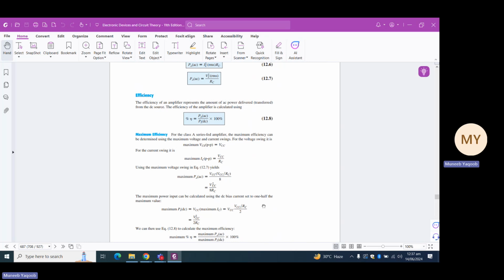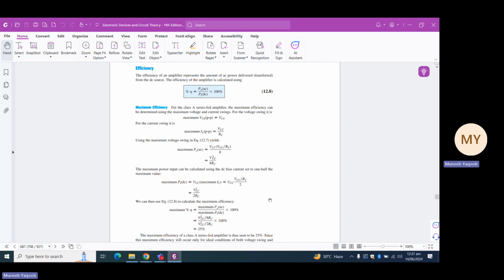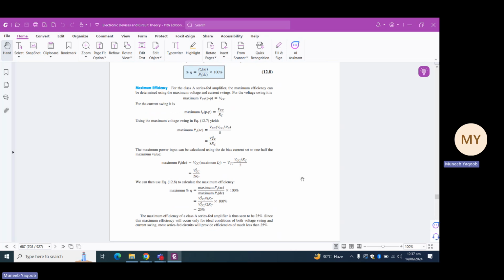Now to calculate maximum efficiency, we will divide this P out AC by P in DC, and all other things cancel with each other. That is, VCC square will be cancelled by VCC square, RC will be cancelled by RC, and hence we will get only 2 by 8 multiplied by 100%. That is, sorry, 1 by 4 into 100%. That is 25%. So what was the conclusion? For a class A power amplifier, the maximum efficiency is basically 25%.